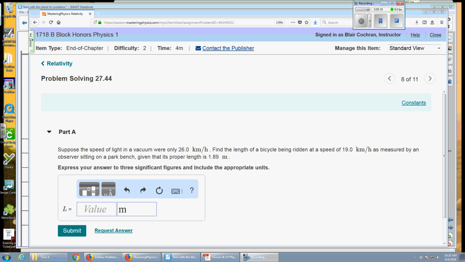All right, number 8. Oh, this is like the story that you guys read. Well, some of you read. Some of you might have read the other one that I was out. But, speed of light is only 26 kilometers an hour. Find the length of a bicycle being ridden at a speed of 19 kilometers an hour, as measured by observers sitting on the park bench, given that its proper length is 1.89 meters. So by proper length, they mean the length in the non-moving frame of reference.